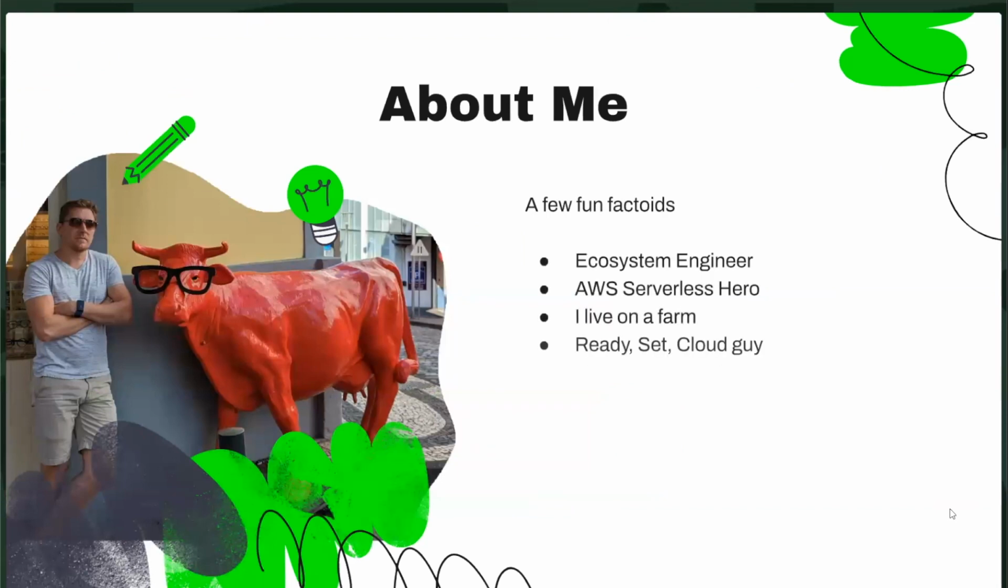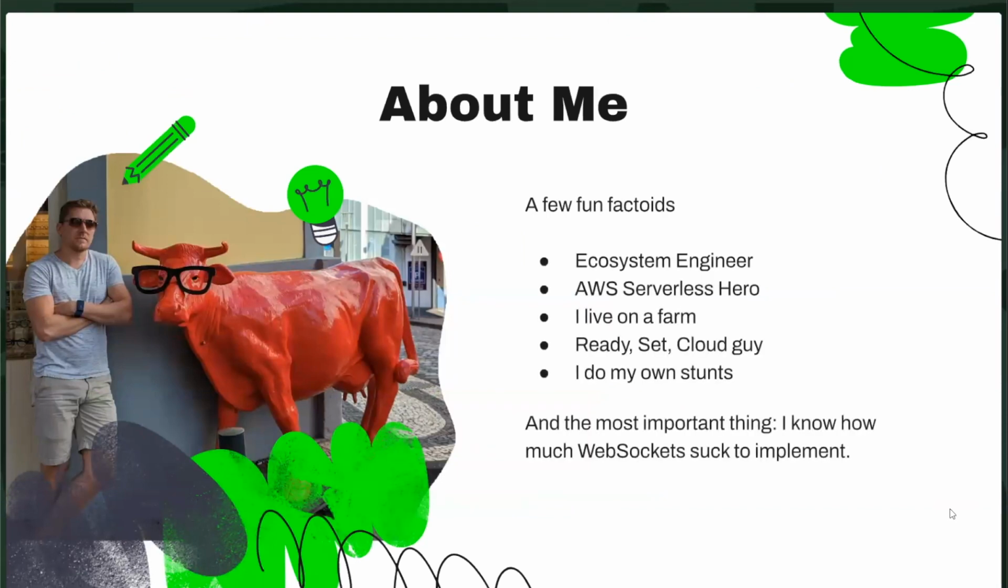So a little bit about me. I'm an ecosystem engineer here, which is a fancy way to say developer advocate. That means I am here to build cool things, show you cool things, and then talk about cool things in different ways: blog posts, videos, presentations like this. I'm an AWS Serverless Hero as well. I've been writing and creating content for about 5 years, all around serverless.